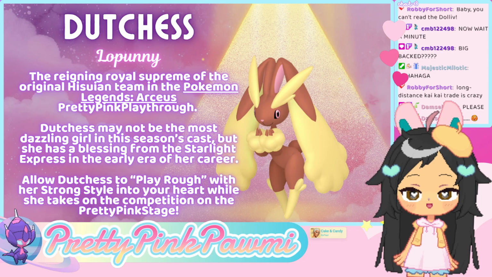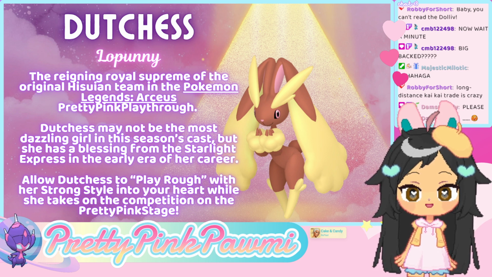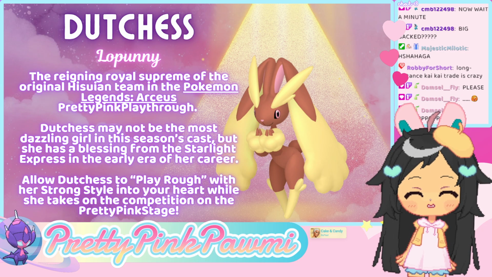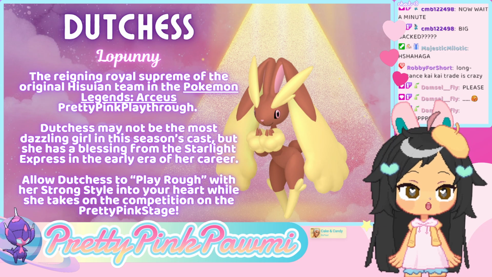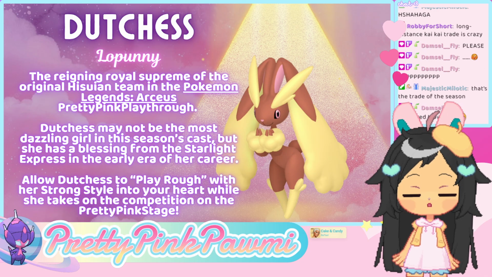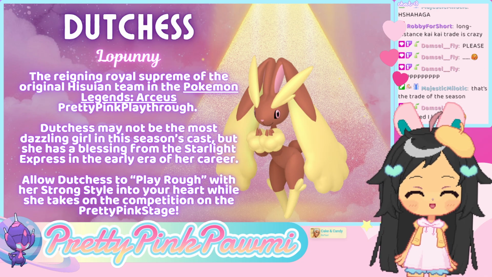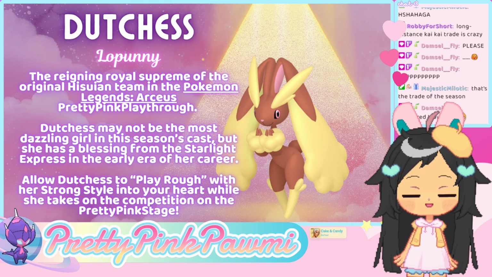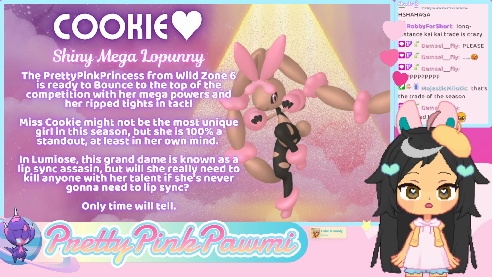Duchess, the Lopunny, the reigning royal supreme of the original Hisuian team in the Pokemon Legends Arceus Pretty Pink playthrough. Duchess may not be the most dazzling girl in this season's cast, but she has a blessing from the Starlight Express in the early era of her career, because she was actually named specifically by Damsel. Allowing Duchess to play rough with her strong style into your heart while she takes on the competition on the Pretty Pink stage.